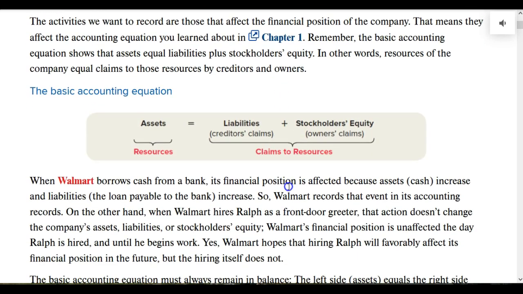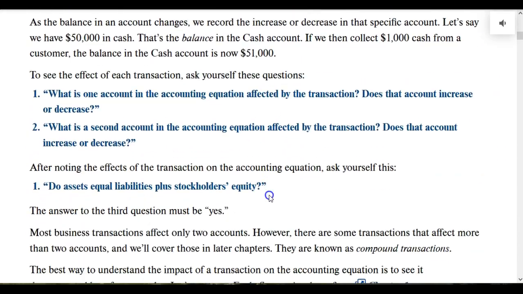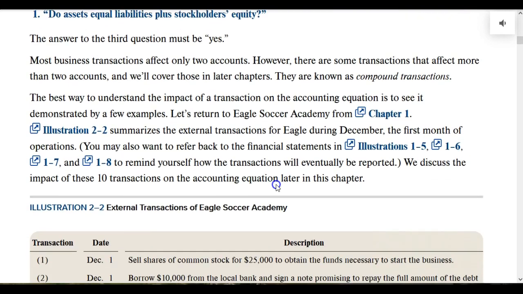Remember, we saw this equation in the previous chapter. So with every transaction, after we post the entries for every transaction, and at all times, just in general, the assets must always equal the liabilities and stockholders' equity. This must hold true at all times. Again, if not, we have an error someplace and the accounts are not going to balance. So you can look through this, read that yourself.